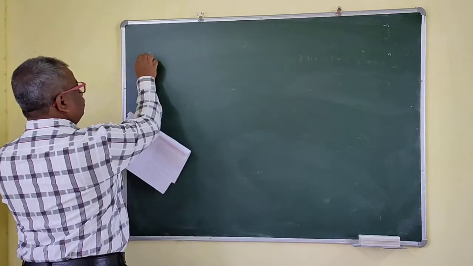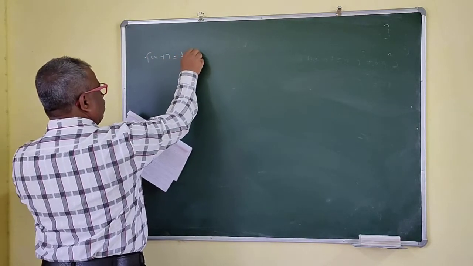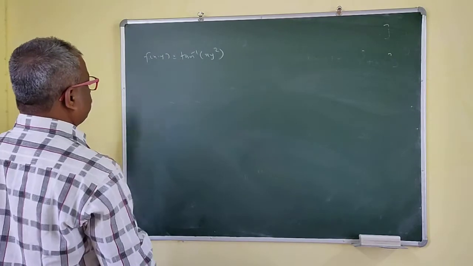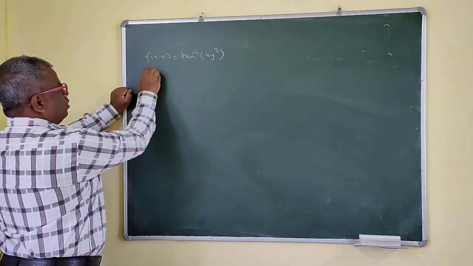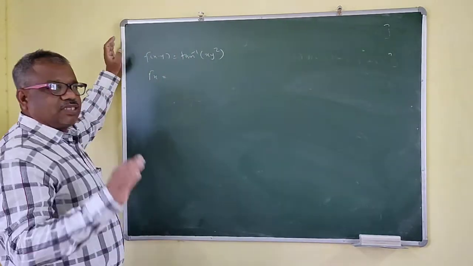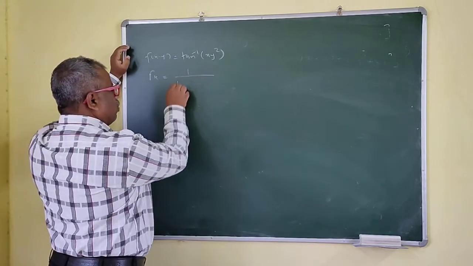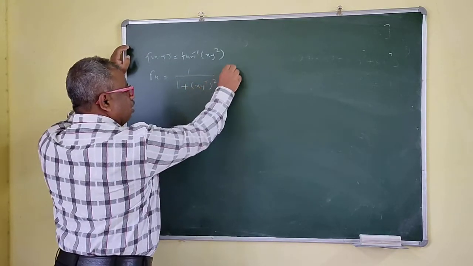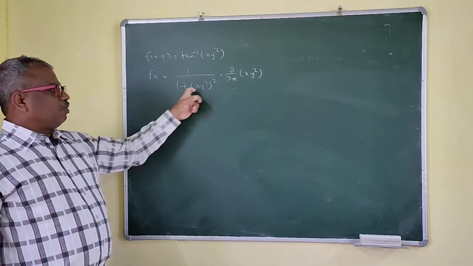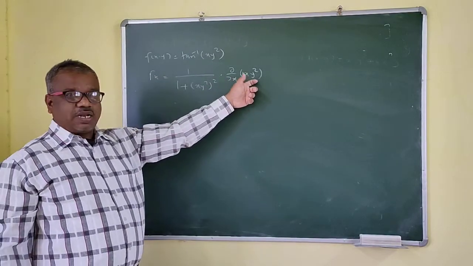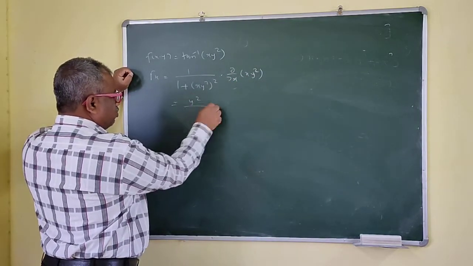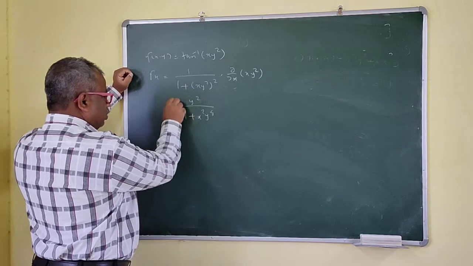Next, f of x y is tan inverse of x y square. So this is tan inverse of something, whatever it may be. We know that the derivative of tan inverse x is 1 upon 1 plus x square. So that means 1 upon 1 plus something square, into the derivative of something partially with respect to x. So fx is 1 upon 1 plus something square into the partial derivative of something with respect to x. The derivative of this one is y square, so fx is y square upon 1 plus x square y raised to 4.